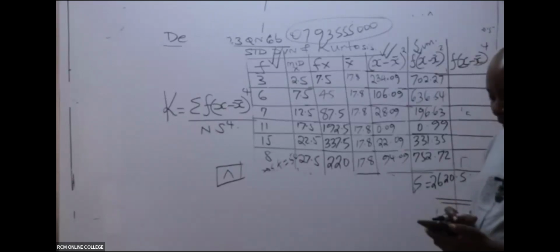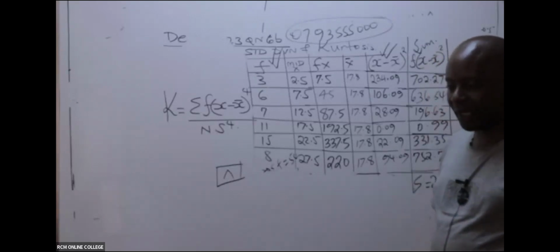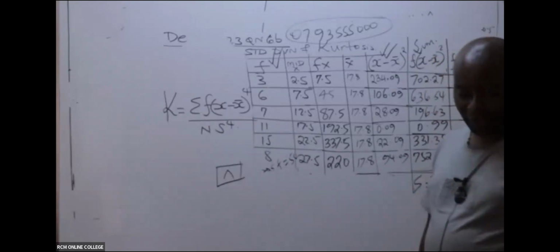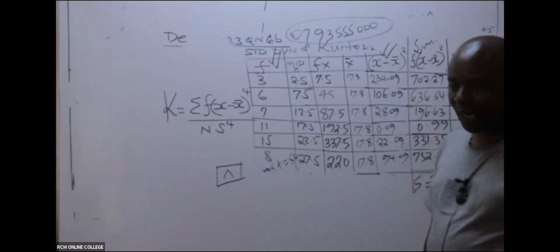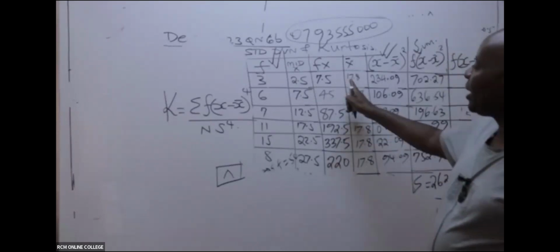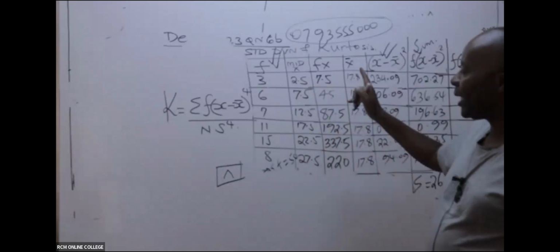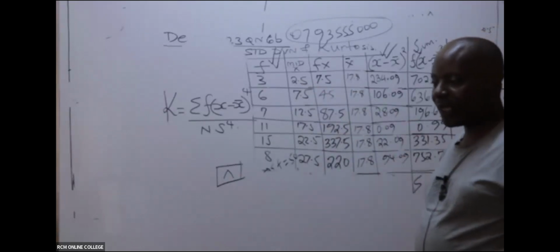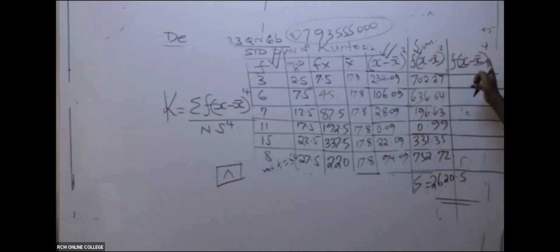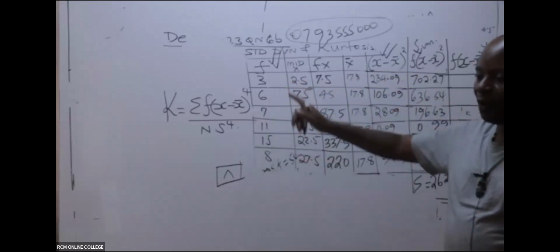What answer are they getting? Let's see. Eden has given me her figure. Remember, what are we doing? We are taking this x minus x bar, the first one, this minus this. Whatever answer we get, we raise to power 4. Whatever answer we get after that, we multiply with this frequency. The frequency here is 3.